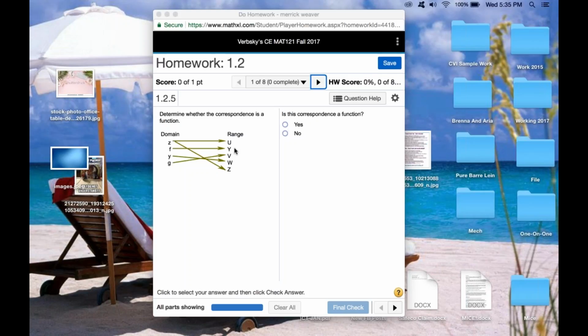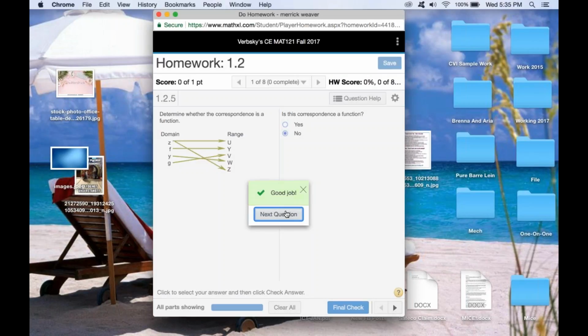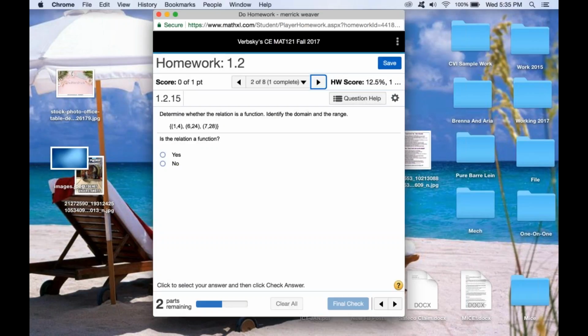Okay, so let's start with z. See, that has two, so that isn't a function then, right? Exactly, immediately. If it was just f, y, and g, it would be a function, but z gives you two values. Therefore, it's not a function.